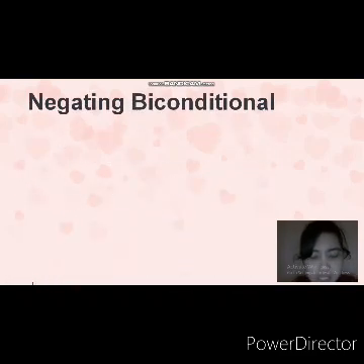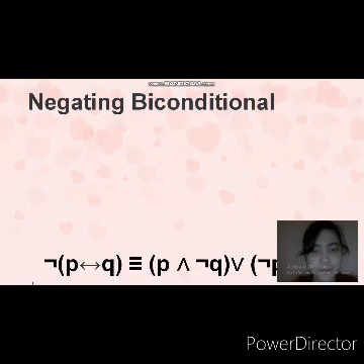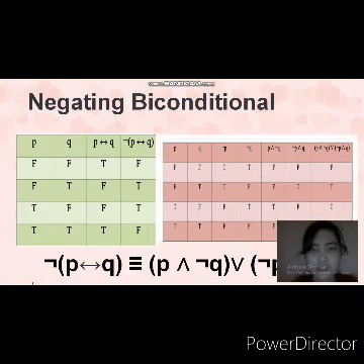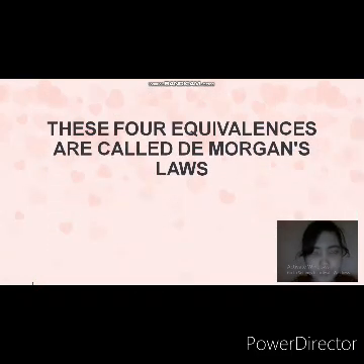Negation of biconditional. The negation of P if and only if Q is equivalent to P and the negation of Q, or the negation of P and Q. For proof, use truth tables. These two statements are always the same. These four equivalences are called De Morgan's laws.